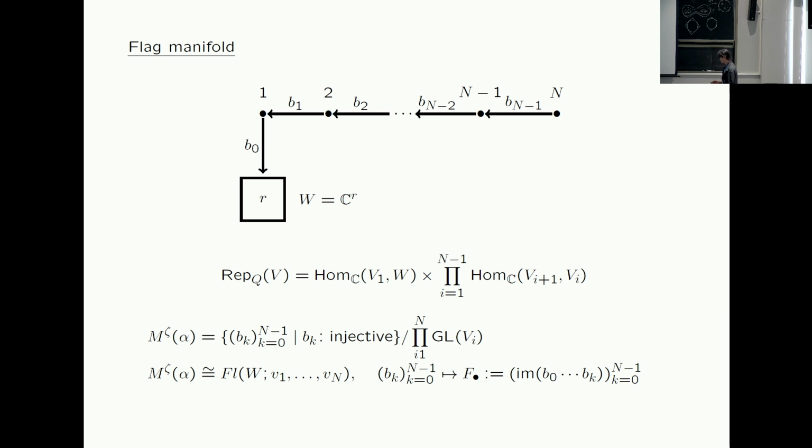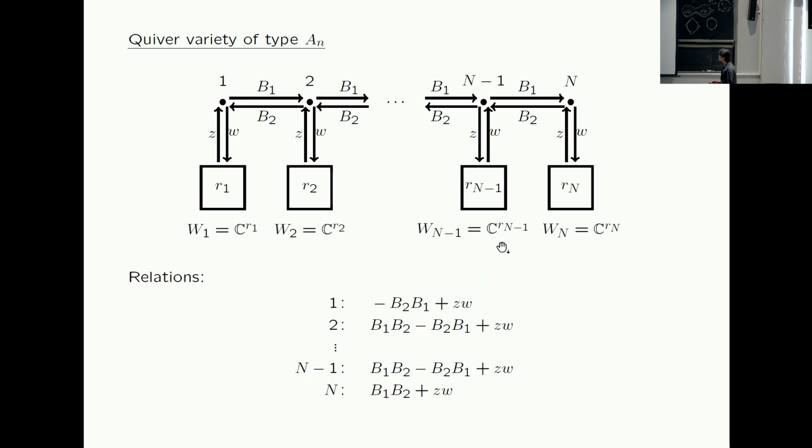And more generally, flag manifolds are given in this example, since we have this kind of isomorphism. And another example is a quiver variety of type A. And this is just a double of the previous example. And we take some relations.